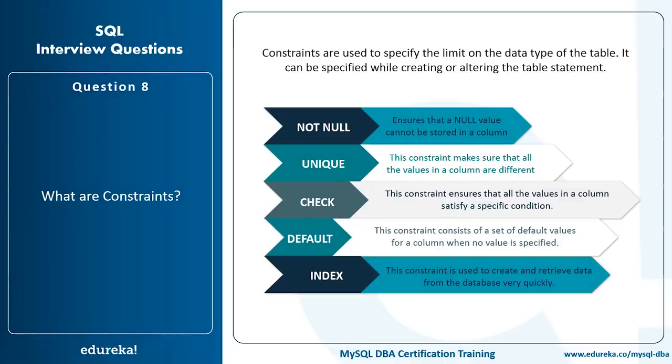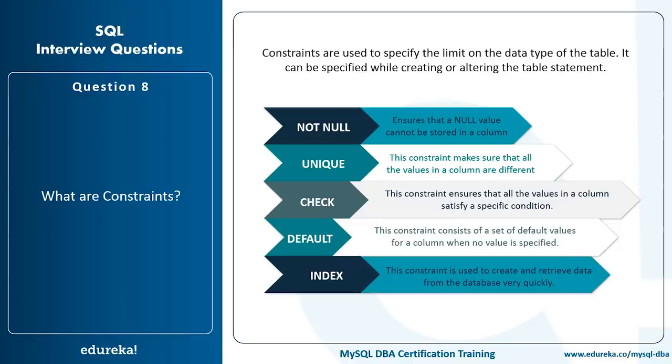Now there are mainly 5 constraints that you need to understand. That is the not null constraint, the unique constraint, the check constraint, the default constraint, and the index constraint. Now the not null constraint basically ensures that a null value cannot be stored in a column. So whenever you mention this particular constraint for a column of your table, this constraint will make sure that no null value can be stored for that particular column in the table.